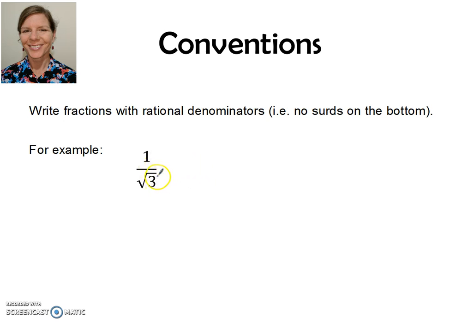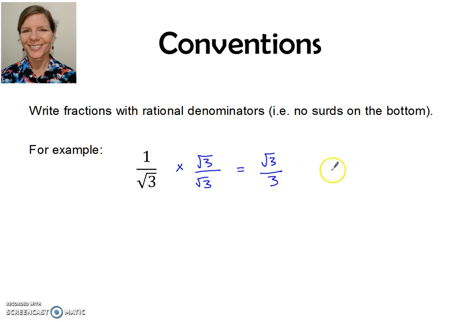Okay, so the way you get rid of that, to rationalize the denominator, you just multiply by whatever that surd is, because of course root 3 over root 3 is just 1. So when you multiply that across, you get root 3 on top, and of course when you multiply the bottom, root 3 times root 3 is just 3. So 1 on root 3 is the same as root 3 on 3. So generally we like to write with rational denominators.